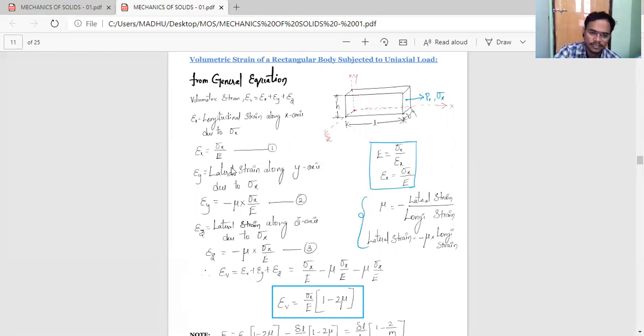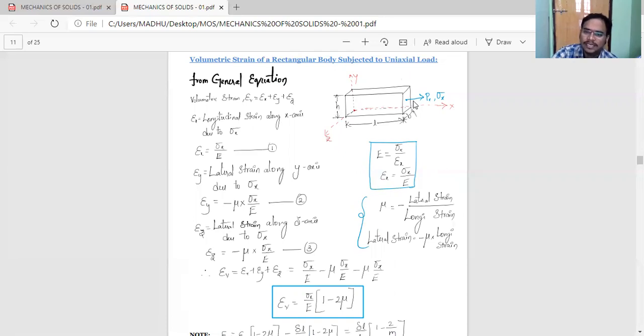Before we enter into the derivation or the numerical part, we will see what this body is, the rectangular body subjected to uniaxial load, the volumetric strain of a body. That is what we will discuss now. The volumetric strain of a rectangular body means a rectangular cuboid of dimensions length, breadth and height.